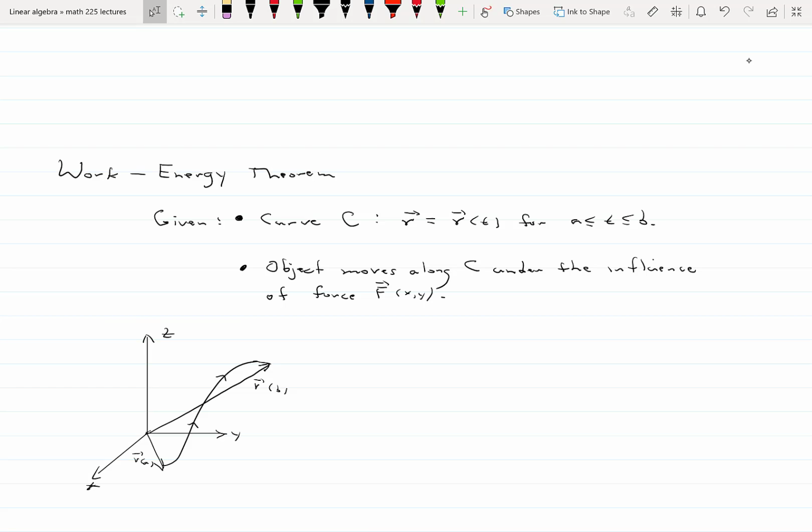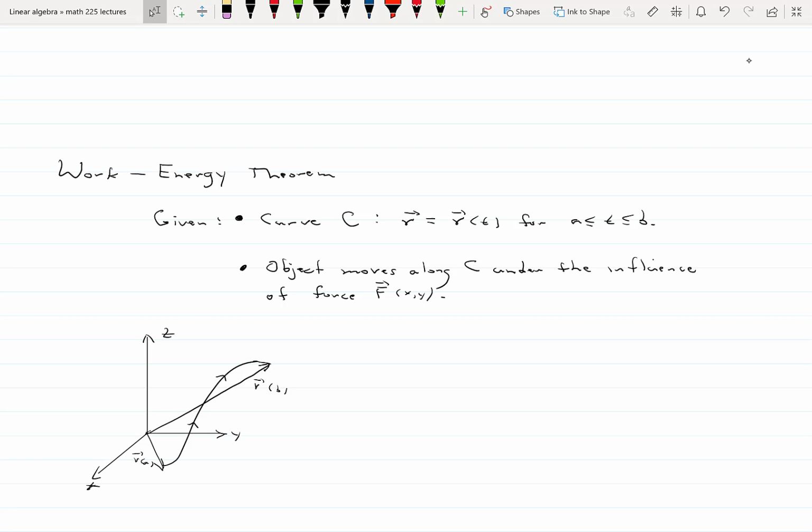So, the work energy theorem. This is one of the two big results that we want to end with. This is from physics. It's also in your textbook. Given a curve C, I drew a little curve C for you there, for time between a and b, let's say we're pushing a refrigerator along this weird curve in 3-space from r of a until it hits r of b.